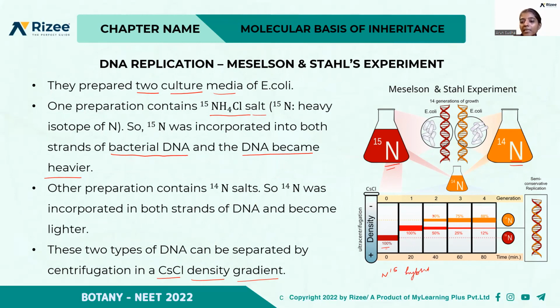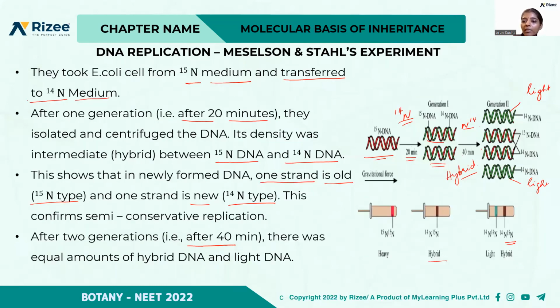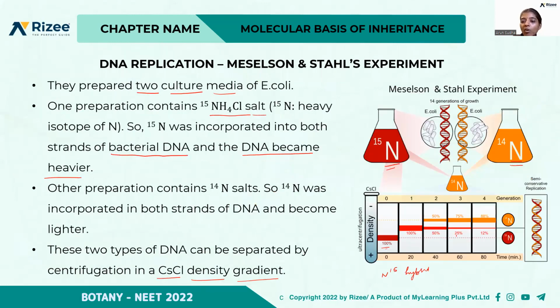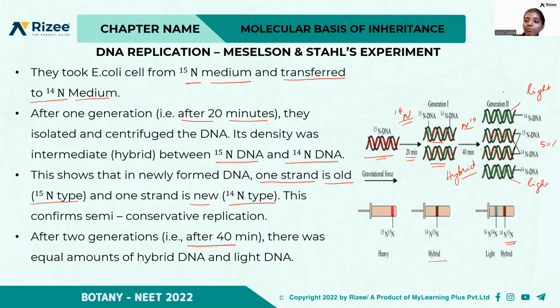And in the second generation, 50% of it is hybrid and 50% of it is light. Here, these two are hybrid and these two are light. And then if you take the third generation, it is 25% hybrid and 75% light. So you can actually check it. You can draw it. From this, again N14, so all of them will be light.